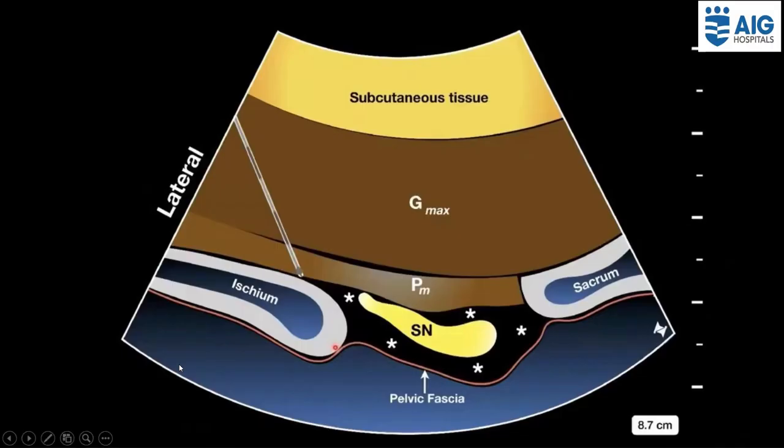Upon getting this picture, you can then proceed to insert an 80 to 100 mm short bevel needle in plane. The end point is needle contact with the posterior border of the ischium. 20 ml of local anesthetic is then injected at this point. The LA injected spreads medially under the piriformis to surround the sacral plexus.